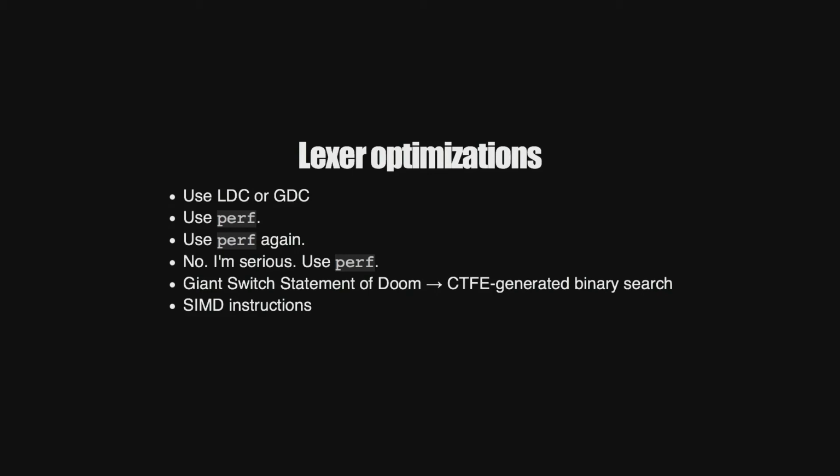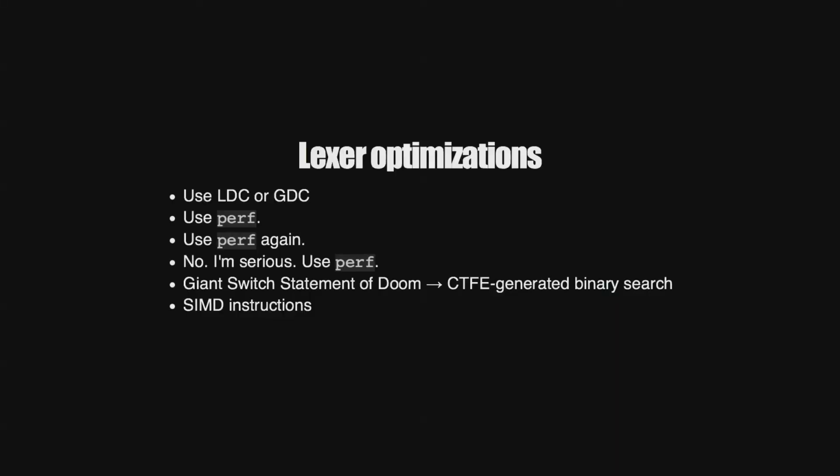So first step in optimizing D code is don't use the reference compiler. Second step is use perf and look at the reports and study them. Next step is use perf again. Really measure this stuff. And then another optimization I found is instead of mixing in a giant switch statement, you can actually mix in a binary search kind of thing. Like if the byte that you're looking at is less than this, go here. If it's more, go there. And that ended up giving a fairly decent speed improvement. And then after that, SIMD instructions.